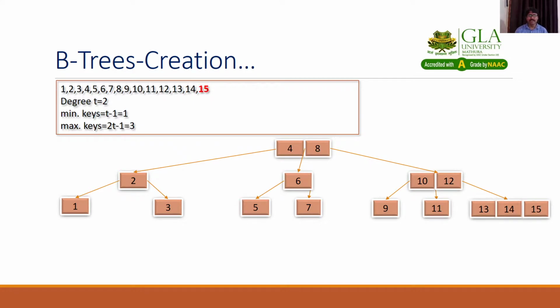So this is the simple process of your insertion, or you can say the B tree creation, where the number of elements is given to you, and the minimum degree will be given to you. You have to find out the lower bound as well as the upper bound with the help of the formula. Minimum keys is equal to t minus 1, maximum number of keys is equal to 2t minus 1.